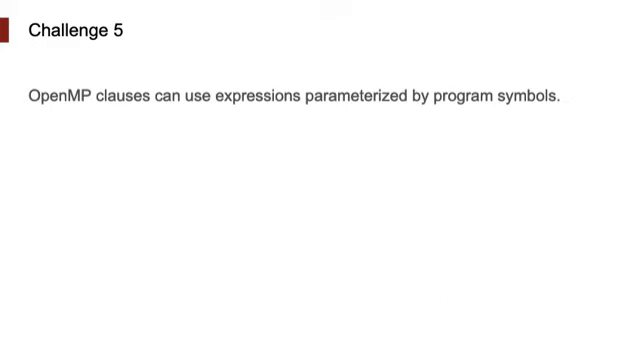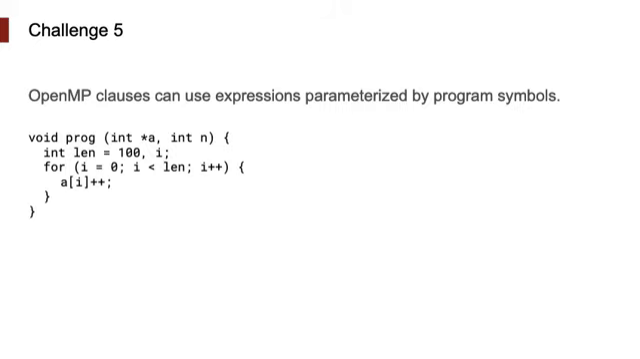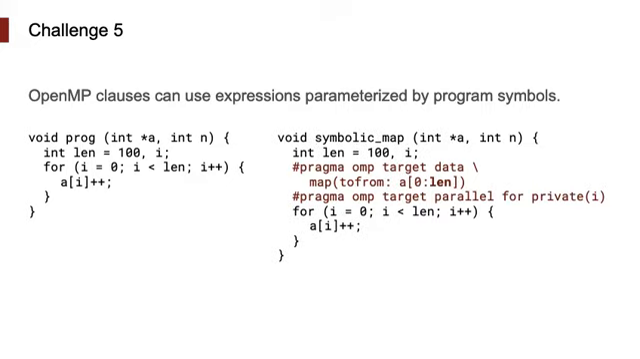Another hard challenge is the fact that OpenMP pragmas can use symbolic expressions, that is, expressions that refer to the names of variables declared in the program. For instance, let's consider this program, which is embarrassingly parallel. On the right, we see a way to parallelize it. In this case, the map directive uses the name len, which is defined in the program.